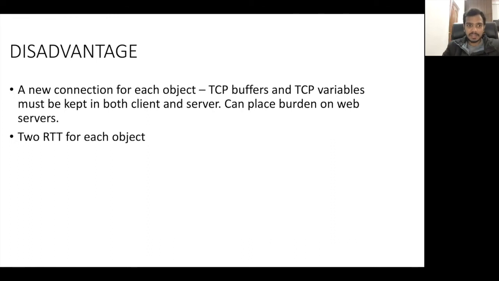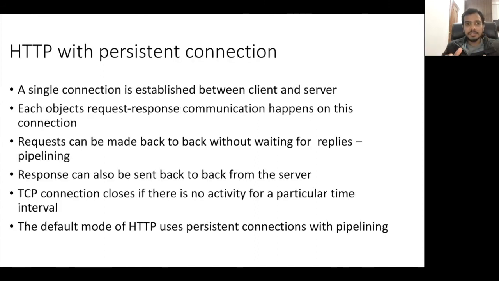And as you saw here, two RTTs for each object, like two round trip times for each object, and for a total of 11 objects it will be 22 round trip times overall. Now let's see what happens when you use a persistent connection with HTTP. What's the difference? Now a single connection is established between client and server. Initially a single TCP connection will be established between client and server. Now each object's request and response communication happens on this same connection.